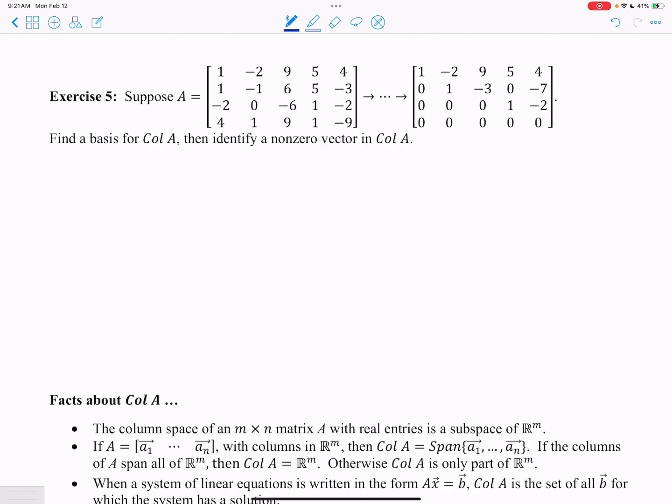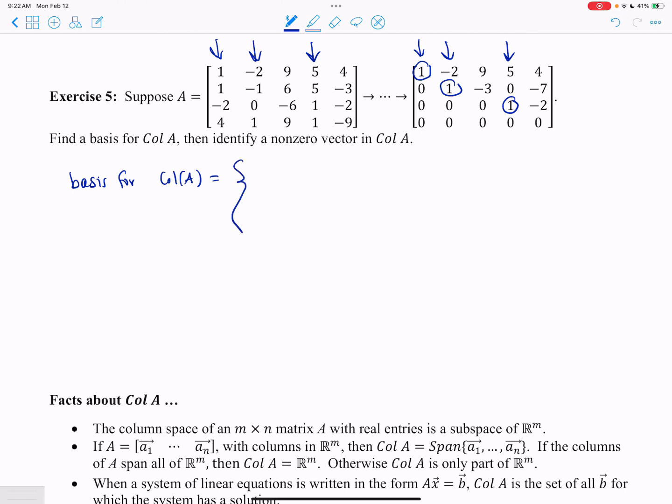Exercise 5 asks you to find the basis for the column space of A. So keep in mind that a basis is the minimum number of vectors needed to represent the whole space. This is going to be a subspace of R4. So notice the columns have 4 components. So your subspace is a subspace of R4. To find the basis for the column space, you first identify your pivots. And those columns, so these are columns 1, 2, and 4, you take those columns from your original matrix. So 1, 2, and 4, and those are the basis for your column space.